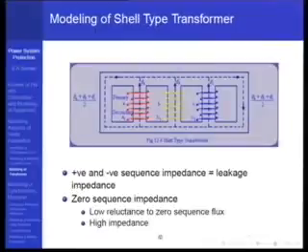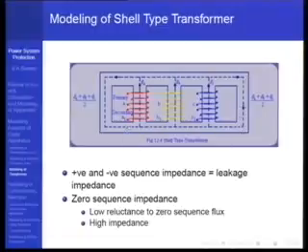Shell type transformer, what happens here? If you give positive sequence excitation, these two limbs look redundant. A plus B plus C is equal to 0, I mean the 3 fluxes symmetrically add and go to 0. But when you give zero sequence currents here, this flux will equally distribute through the outer 2 shell limbs, which carry the zero sequence flux and close the circuit.